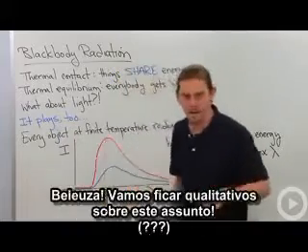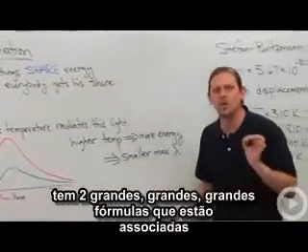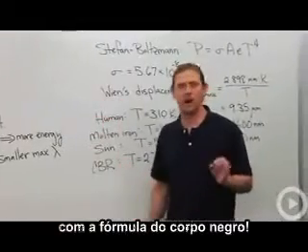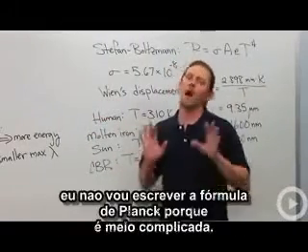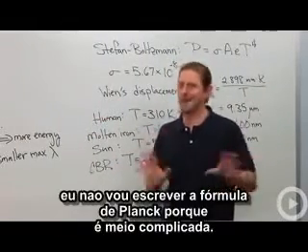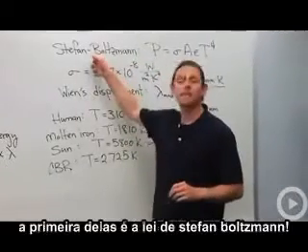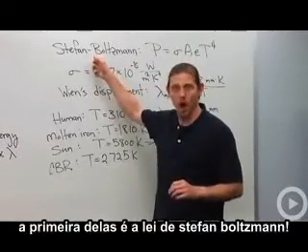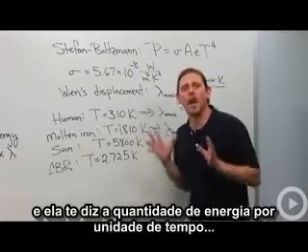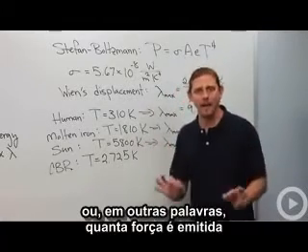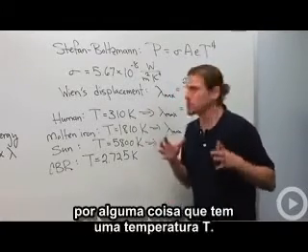All right, let's get quantitative on this. There are two major formulas that are associated with the black body radiation formula. Now, I'm not going to write up Planck's formula because it's kind of complicated, but these are two things that are derived from it. The first one is the Stefan-Boltzmann law, and that tells you how much energy per unit time, or how much power, is emitted by something that has temperature T.